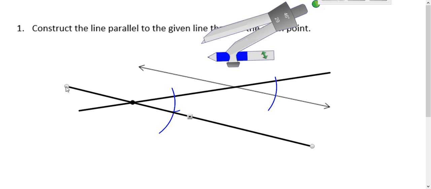And that line is parallel to the first line because those two angles are the exact same angle. We just copied the angle, so they are corresponding, which means the lines are parallel because corresponding angles are congruent.